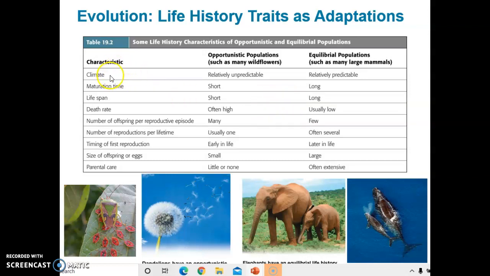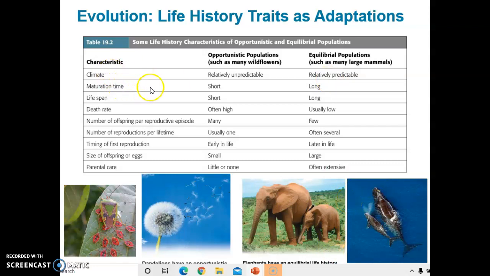So, for example, let's look at climate and how that affects these organisms. If it's an opportunistic population, such as wildflowers or some insects, their numbers are relatively unpredictable because the climate has a large effect on them. With equilibrial populations, like larger mammals, climatic changes have relatively predictable effects on their population numbers.